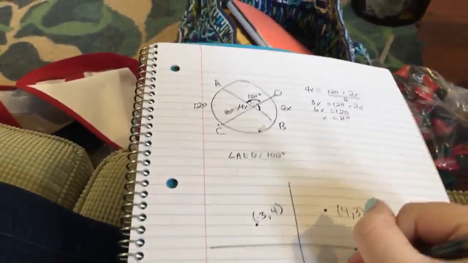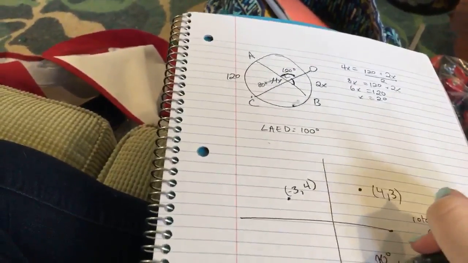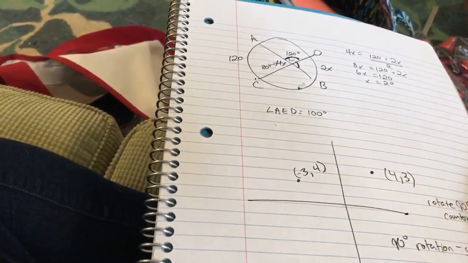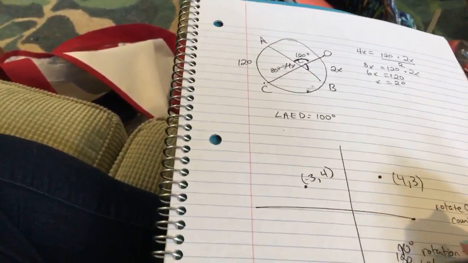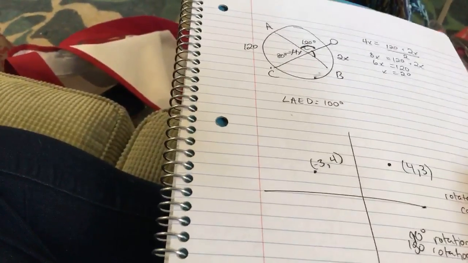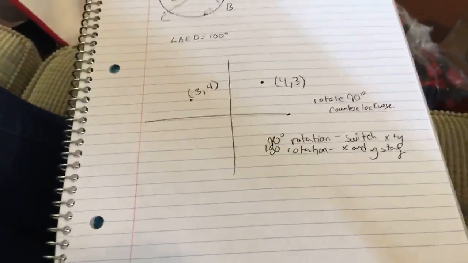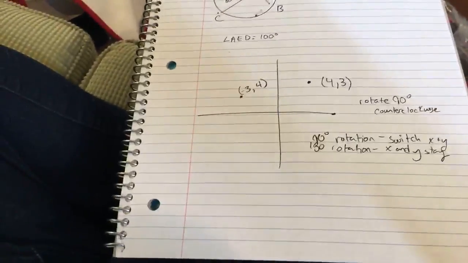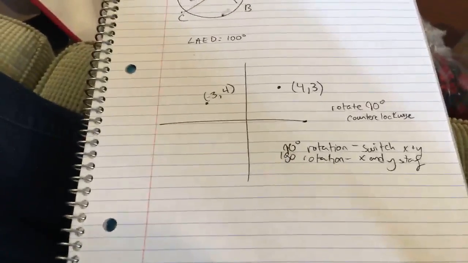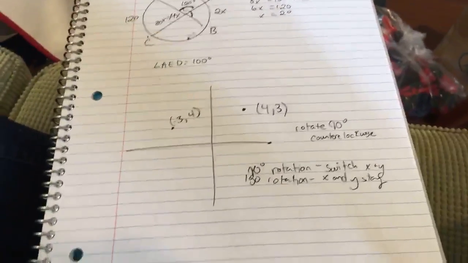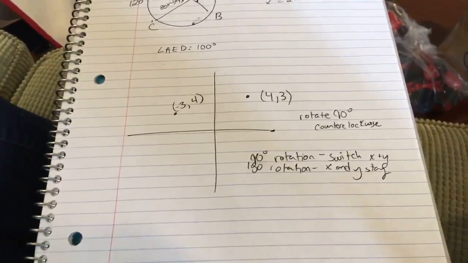So a 90-degree rotation, we switch x and y. A 180-degree rotation, x and y stay. Yes, exactly. I mean, you're never going to rotate a plane, but you've rotated lines, you've rotated all kinds of geometric shapes. So we just rotate each point on its own, and then that should end up with the entire shape being rotated. Does that make sense?